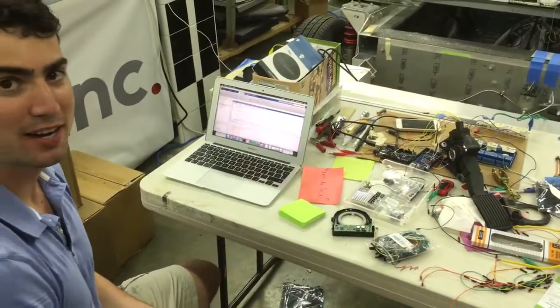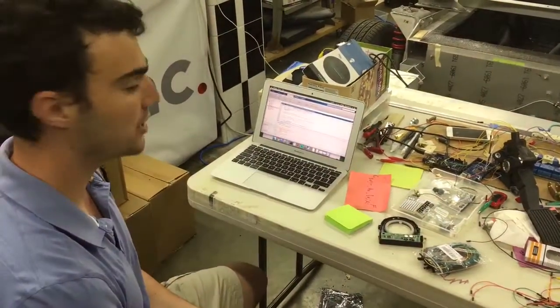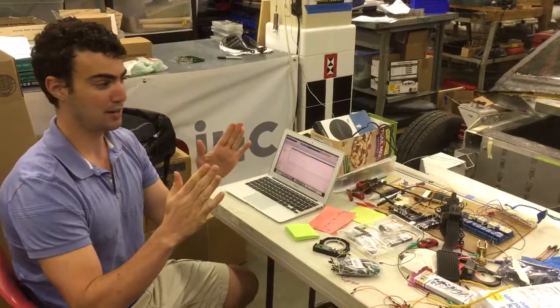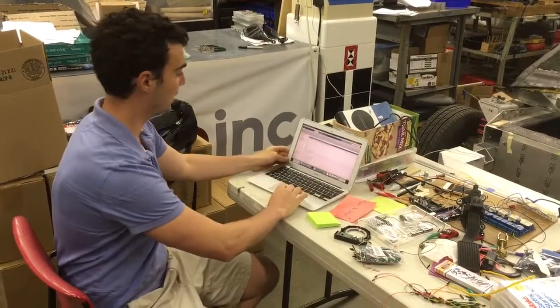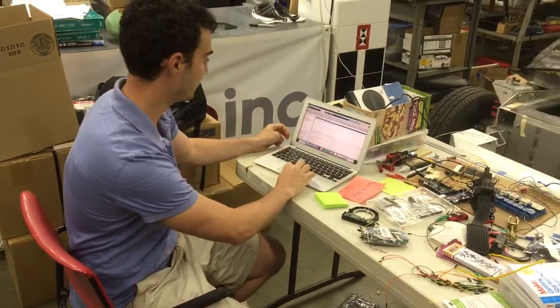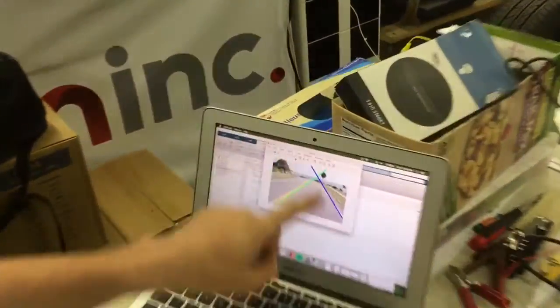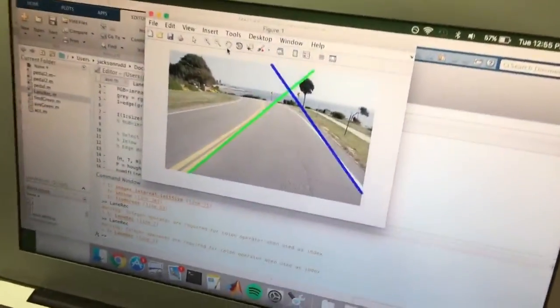Cool. So, hi. What I'm doing is trying to make it so that our car, which we hope to make autonomous soon, can recognize lanes so that it can stay in them. The first thing I wrote was a program that uses a Hough transform to take an image and draw two lines on it, which represent the lanes.